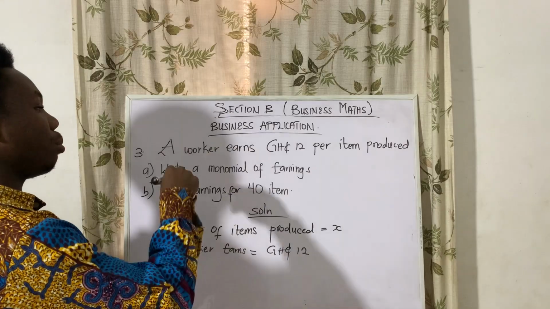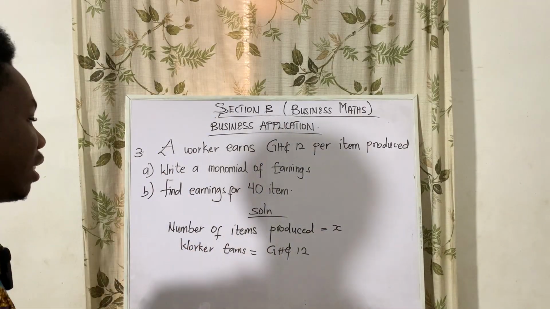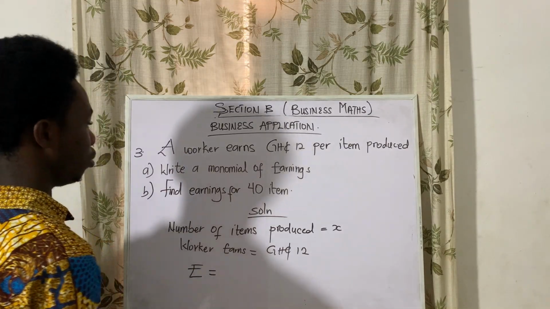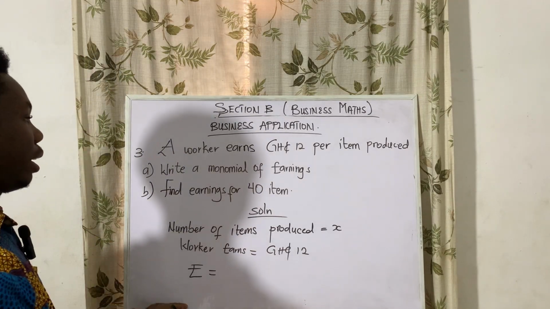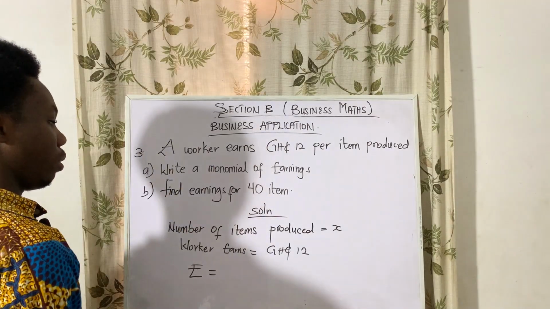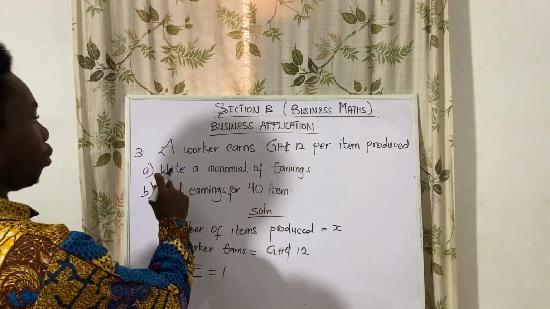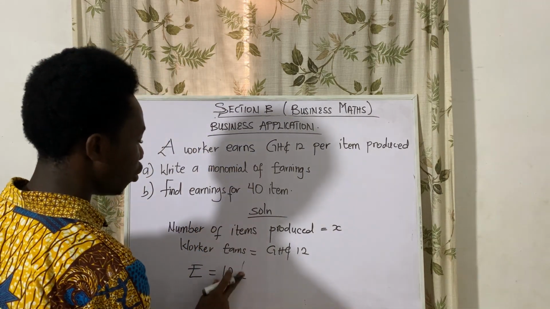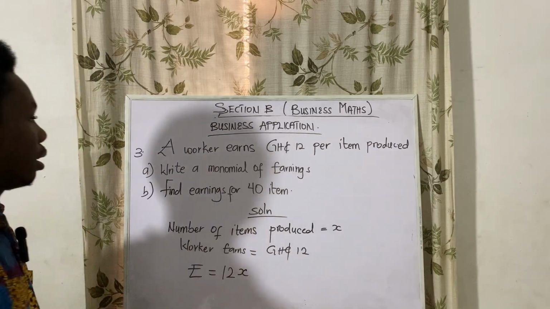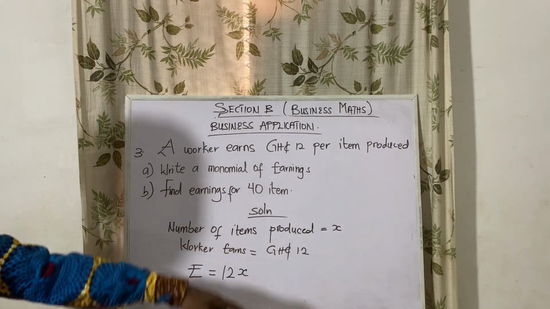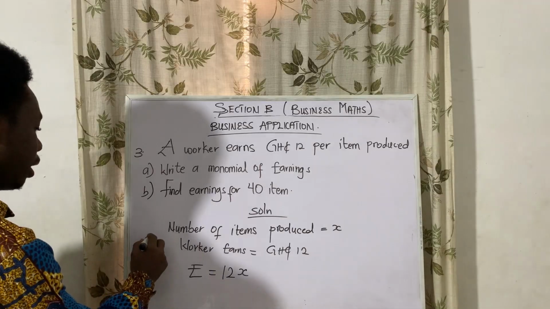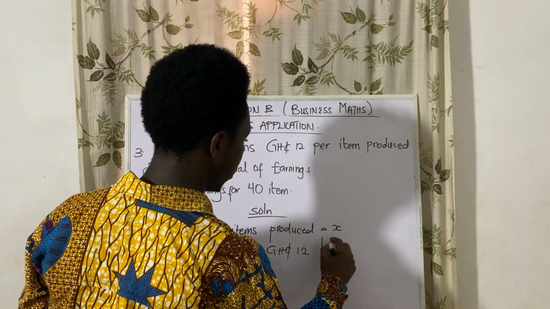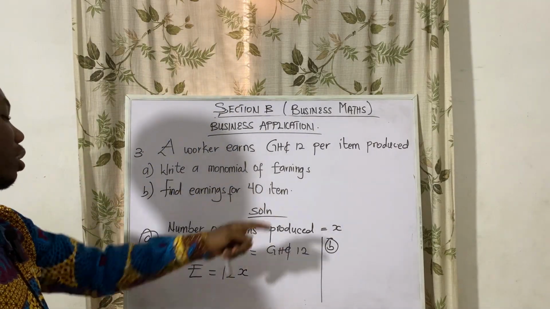So they said we should write a monomial of earning. So how do we write a monomial of earning? The earning will be what? E is equal to, then what? 12. That's because the worker earns 12 Ghana cedi per item. So 12 Ghana cedi. Now we don't know the item, so the item is what? x. Now we've written the monomial of earning. So this is for A. Now let's solve B. Find the earnings for 40 items.